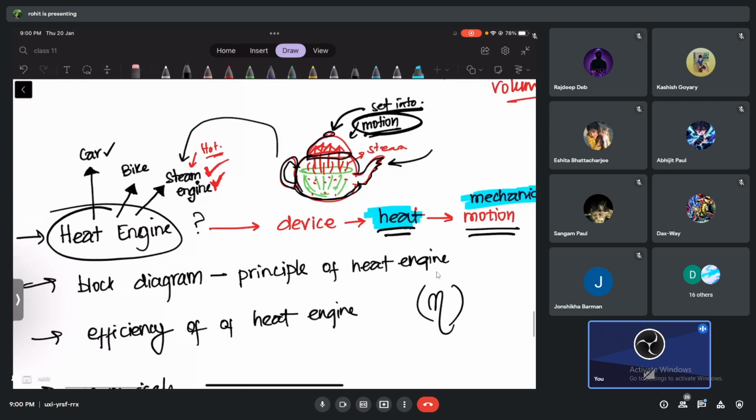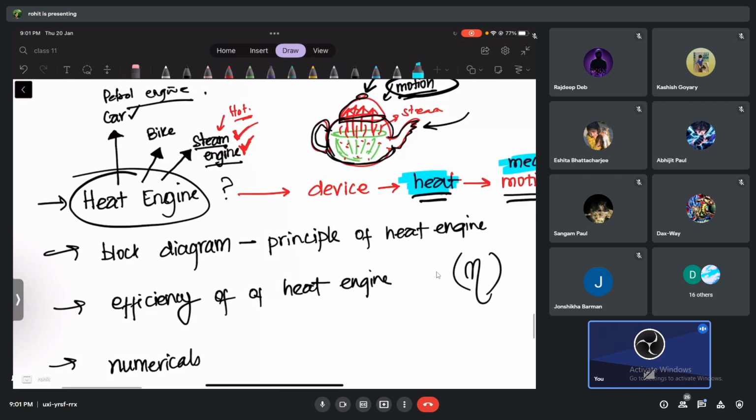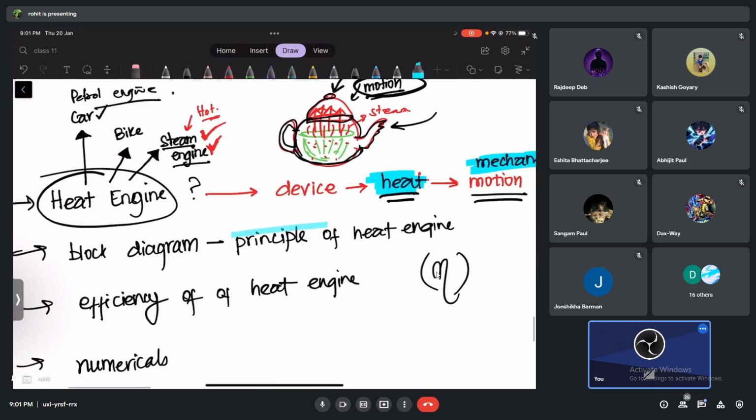Okay, then anything else you want to talk about? Anything else? In cars and bikes we call it petrol engine or diesel engine. Okay, fine. This much I think is good enough. So I think you know what is a heat engine. Now what is the principle of heat engine? That means what are the requirements to really have a heat engine? That is very important.